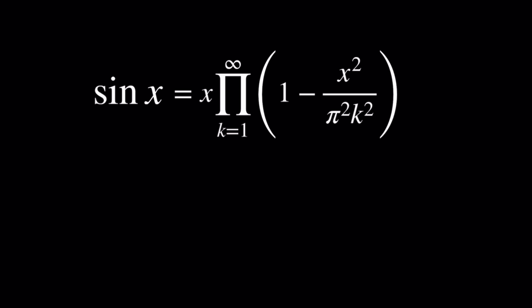So the sine of x is equal to x times the product as k goes from 1 to infinity of 1 minus x squared over pi squared times k squared. And this is the end of the video.